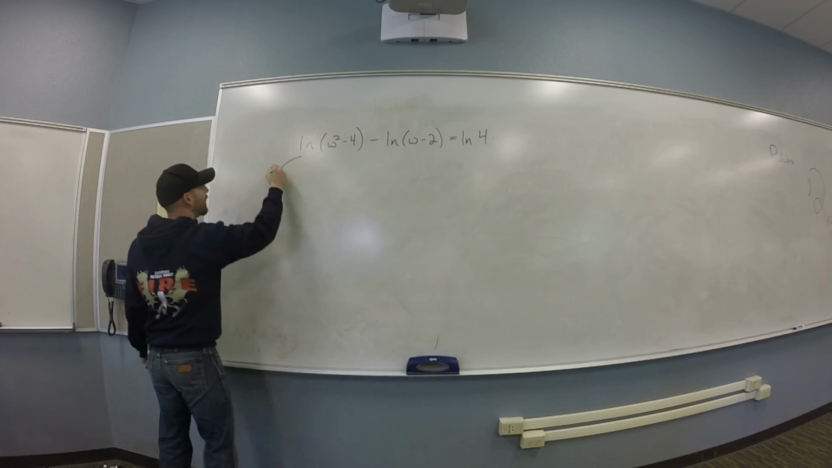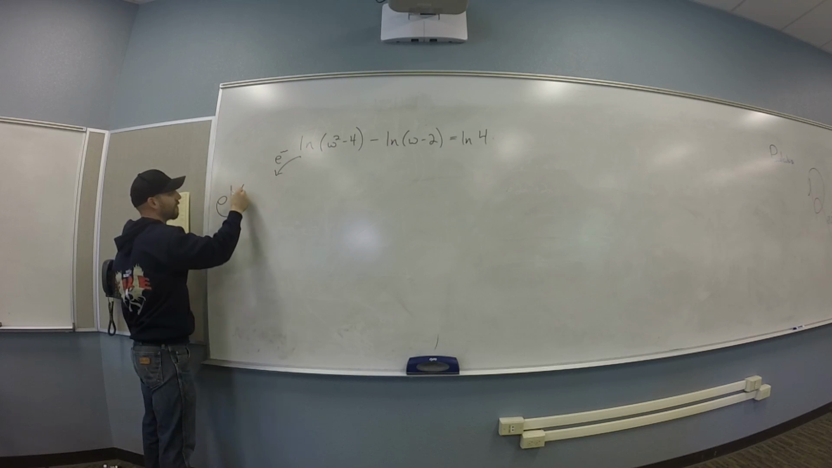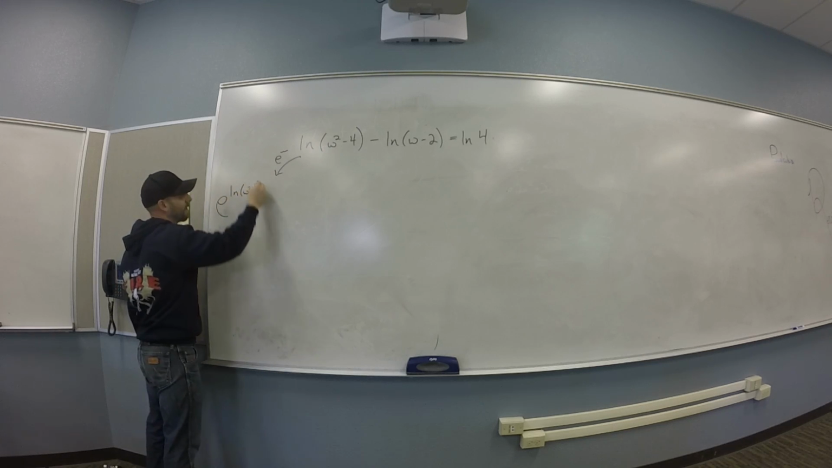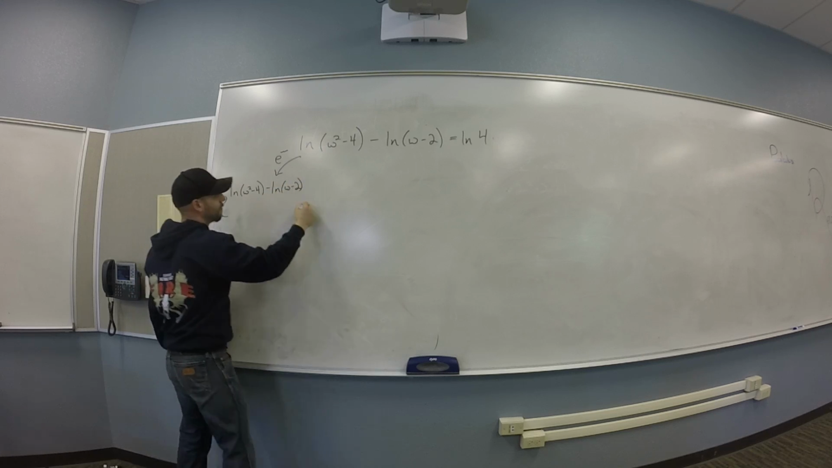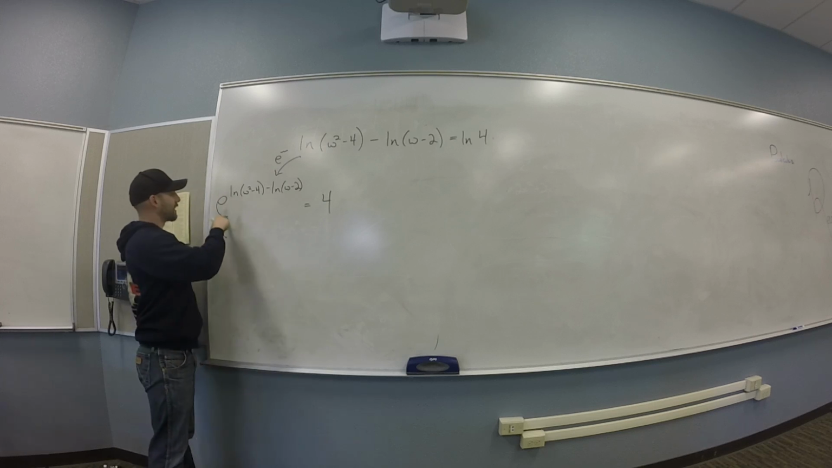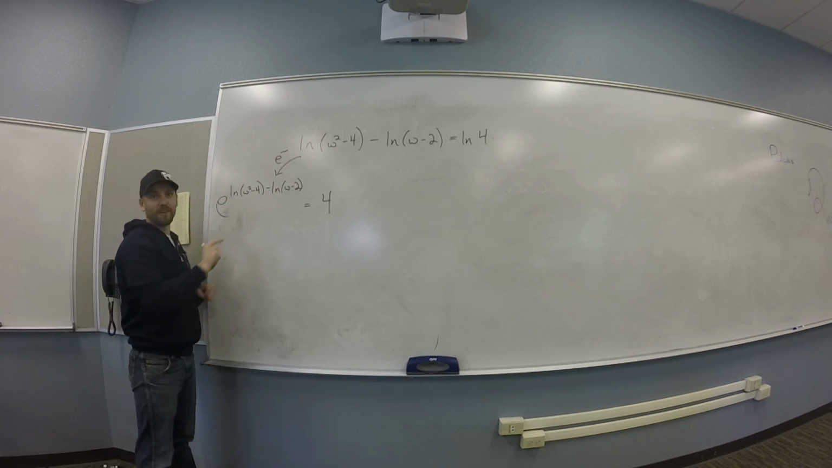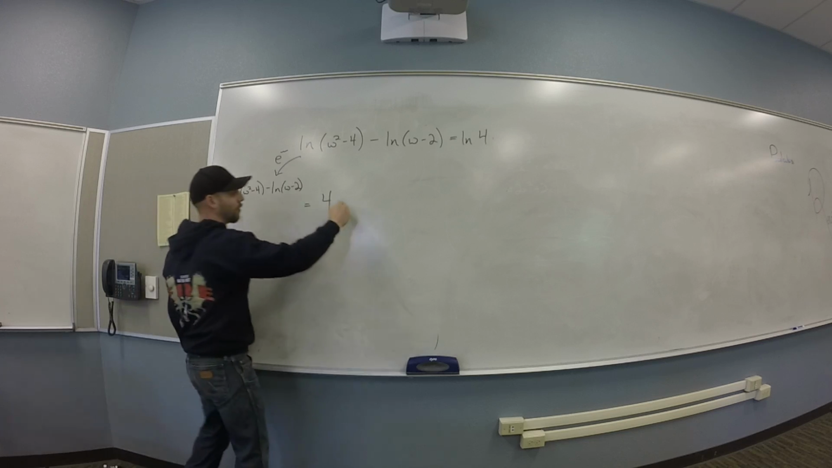Right, so if you did e to the stuff on both sides, you would get e to the natural log of w squared minus 4 minus the natural log of w minus 2 equals 4. And on this side, you can't slash the e's and the logs because they're not a function and its inverse applied right next to each other. So what you could do is use an exponent rule.